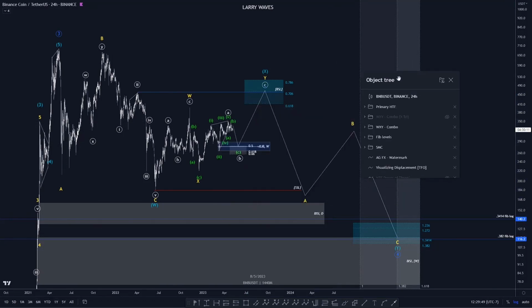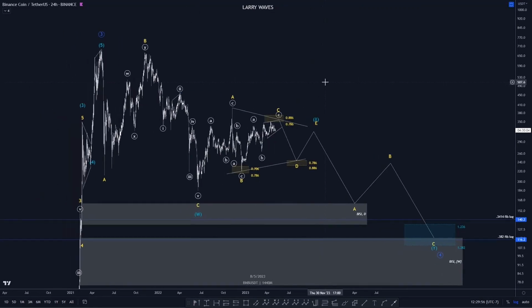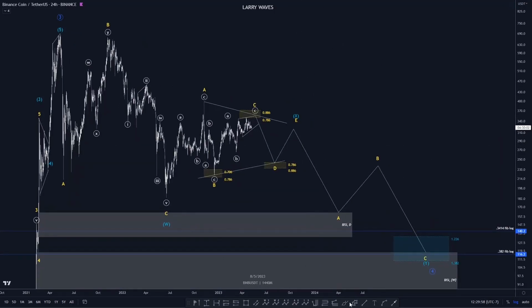If it doesn't take this high right here, we can view this as a contracting triangle, where it's about to complete an ending diagonal for its A, B, C, for its overall C wave, correct down, correct up, and then finally start making some bearish market structure like that.